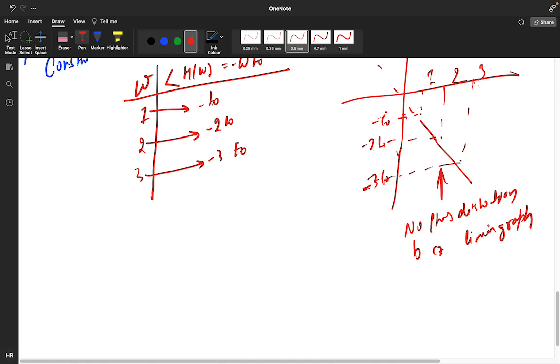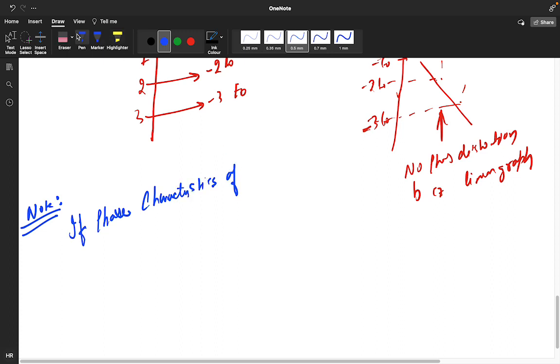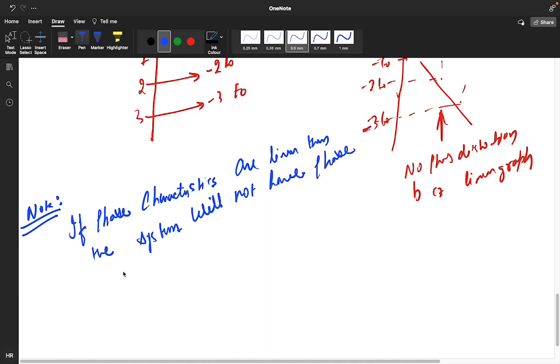So if the phase characteristics are linear, then the system will not have phase distortion. Note this point: if the phase characteristics are linear, then the system will not have phase distortion.